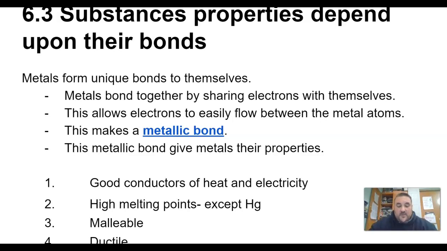They have very high melting points. You fry in a frying pan. The only one that doesn't have a high melting point is mercury. Mercury is actually a liquid metal. If you've ever seen the old movie Terminator, the metal's all running around, that was mercury. Metal is very malleable. We can pound it into very thin sheets and use it for things: aluminum foil, gold foil, we can roll it into different shapes. And metal is ductile. It can be pulled into wires.